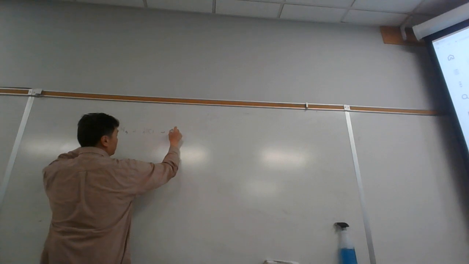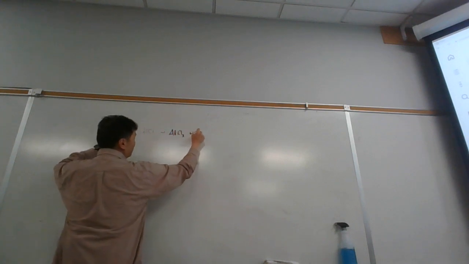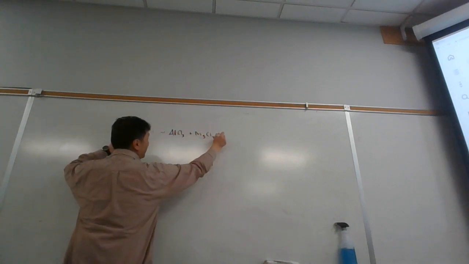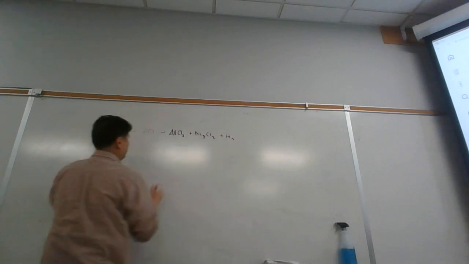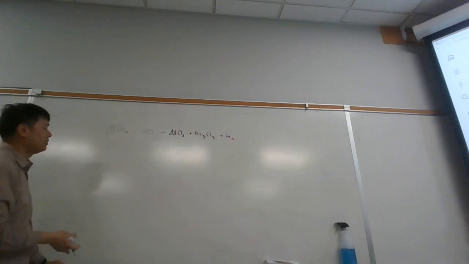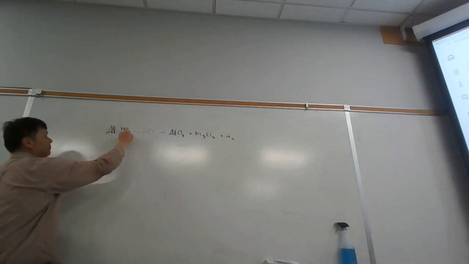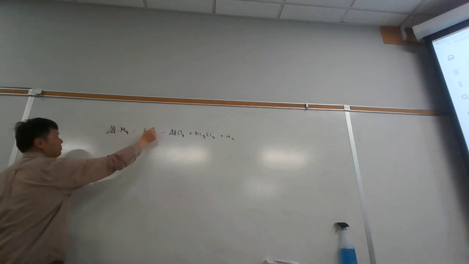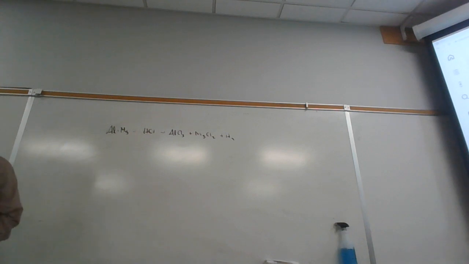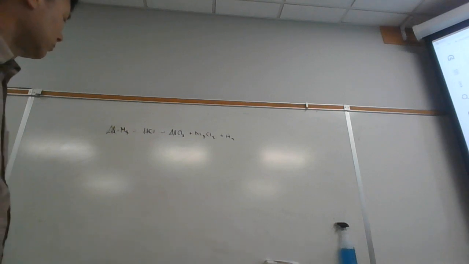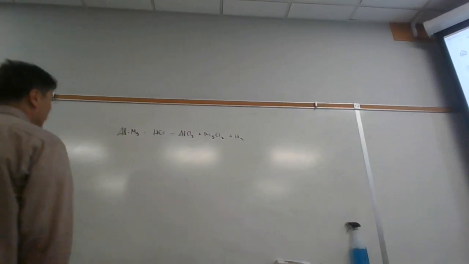So it's going to form aluminum chloride and magnesium chloride and hydrogen gas. And then when they balance this, they'll get the aluminum, magnesium, and HCl coefficients. But what's the problem with this? You have to do it individually.